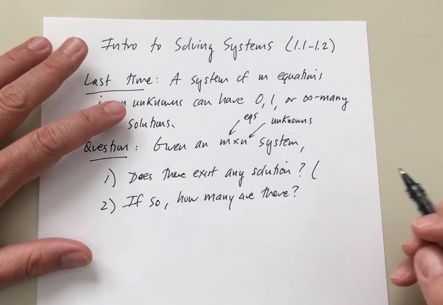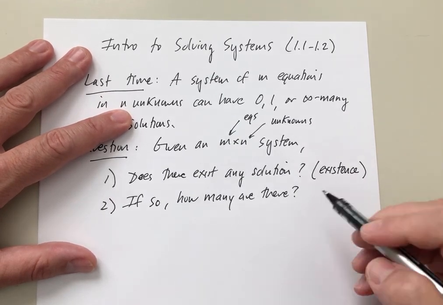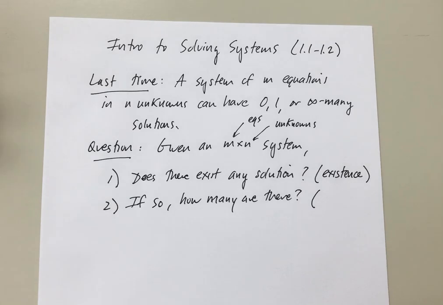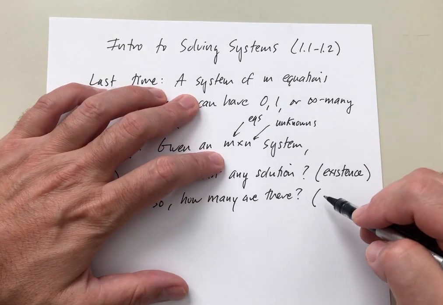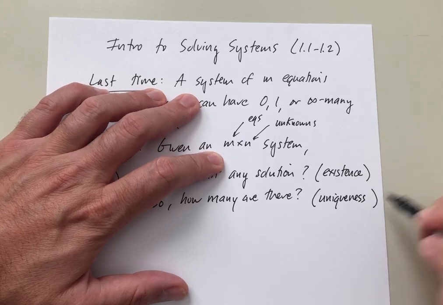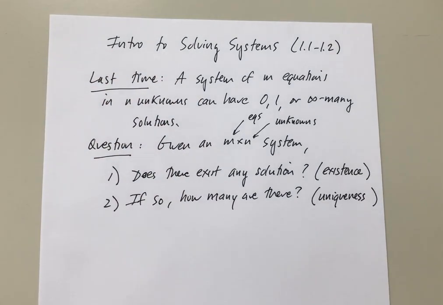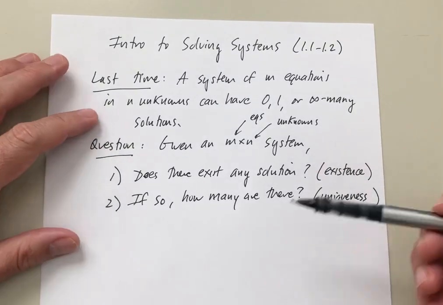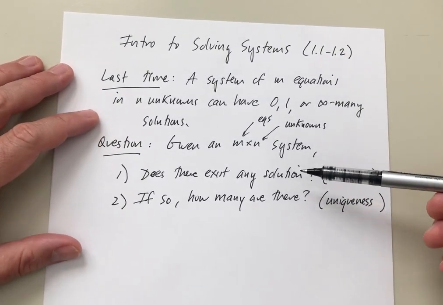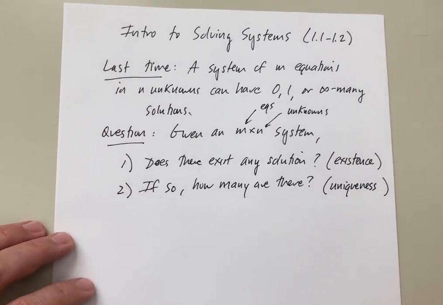So just some buzzwords here. This is usually called the question of existence of a solution. And then once I know that there is a solution, then it's how many are there? So I want to know, is the solution unique? So this is usually called the uniqueness question, okay? But this is the general strategy for solving a system. And we'll see, not today, but maybe in the next lecture, that there's sort of two steps in the algorithm to answer these questions.